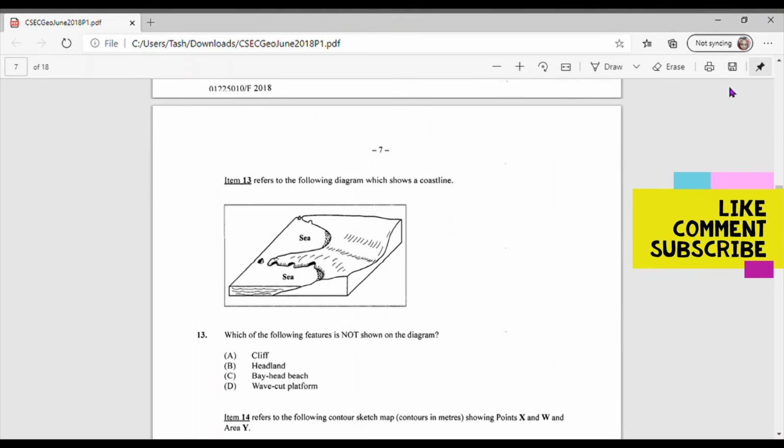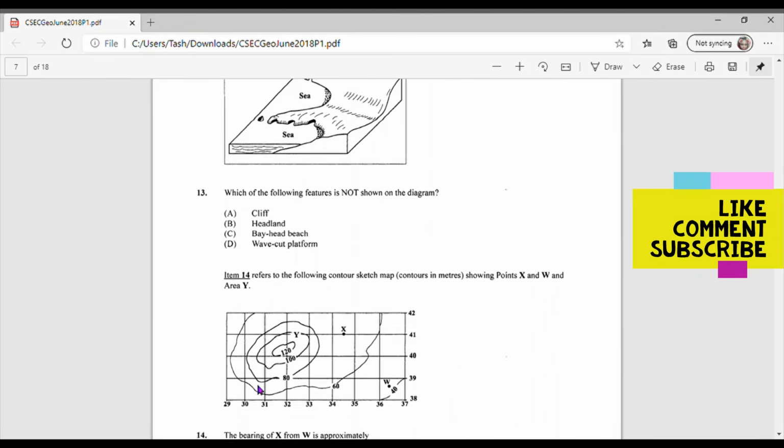Item 13 refers to the following diagram, which shows a coastline. Which of the following features is not shown on the diagram? Cliff, headland, bayhead beach, or a wave-cut platform? So we are seeing a cliff right here. We are seeing the headland as well. We are seeing the bayhead beach, but there is no visible wave-cut platform. So the answer for number 13 would have been letter D.